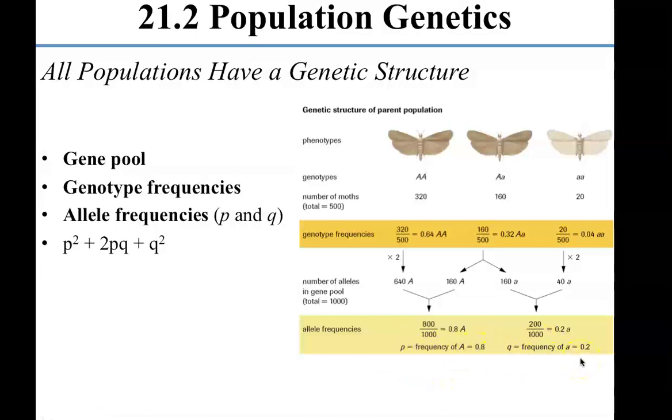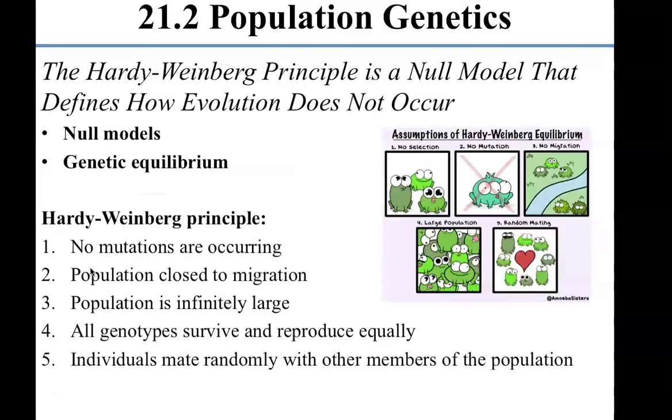All right, and we can calculate this too by using the equation p squared plus 2pq plus q squared. And hopefully you guys learned that in Dr. Whitney's portion of the semester, where this calculation is used to calculate Hardy-Weinberg principles and to do Mendelian genetics. All right, but we won't really be using it.